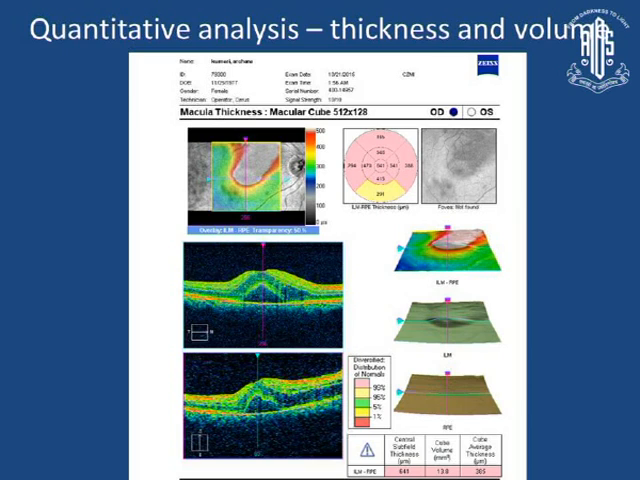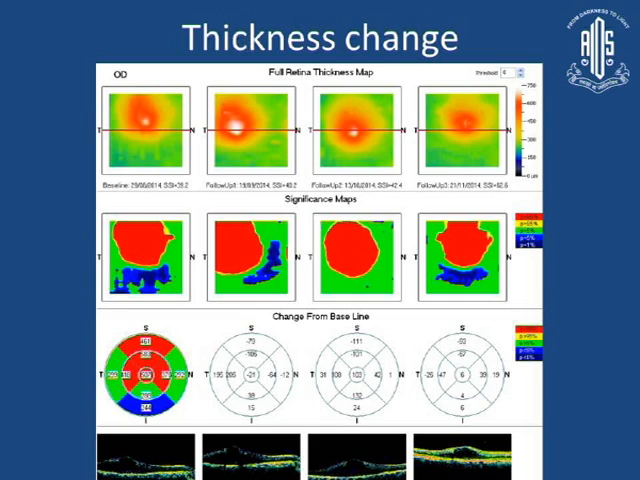And then finally in the quantitative analysis where we take a retinal map which tells us the thickness and the volume of the retina. And one good thing is that here you can do a change analysis which tells us the change from the previous visits, whether it has increased or decreased, so telling us how is the disease progressing.